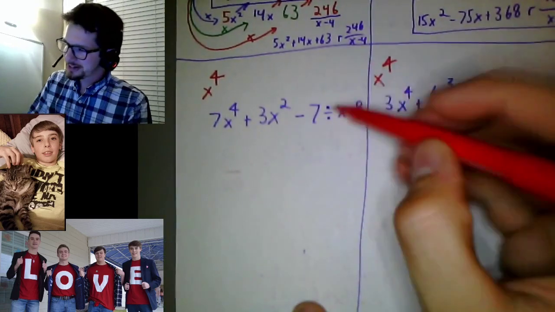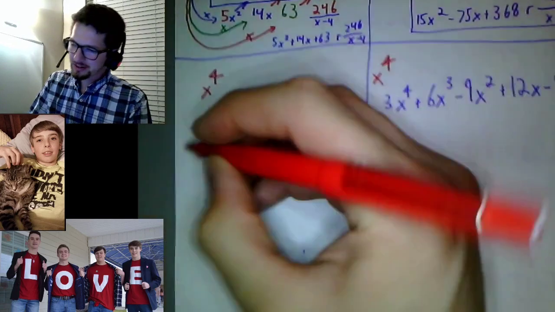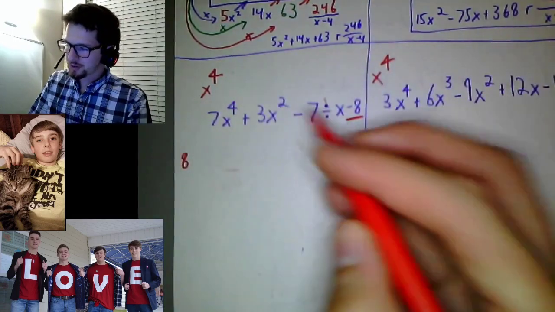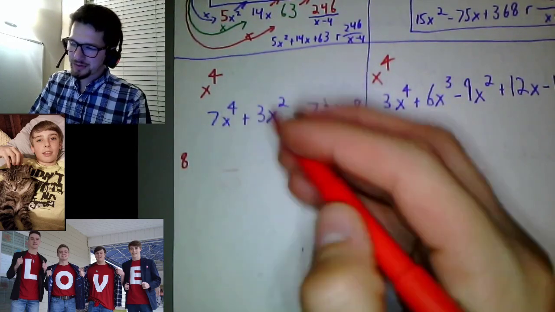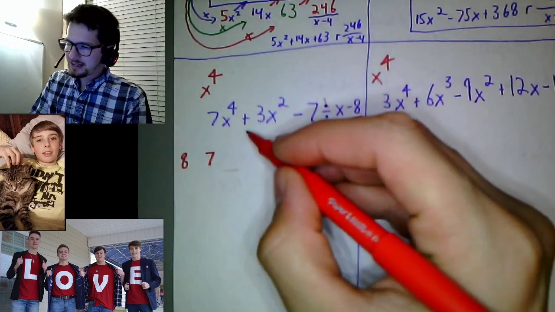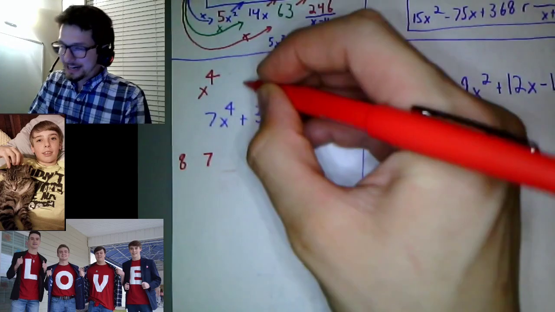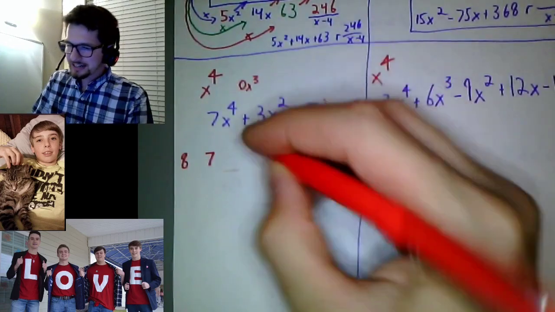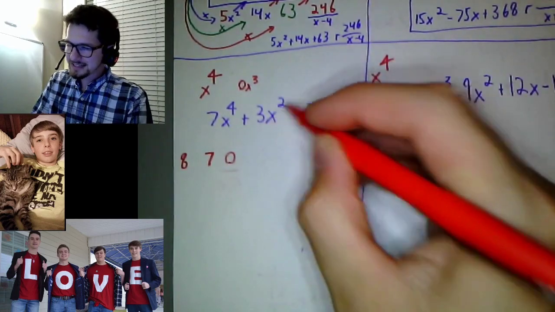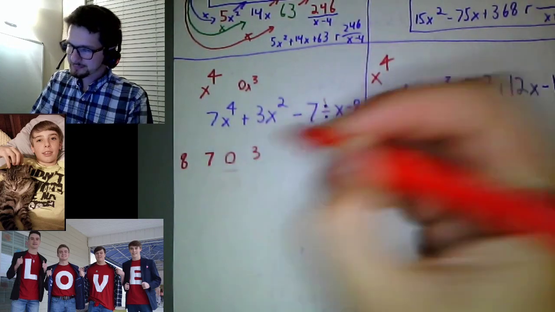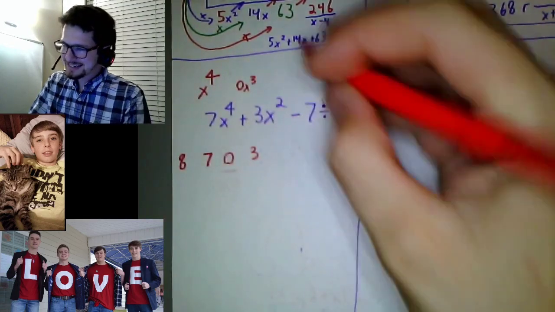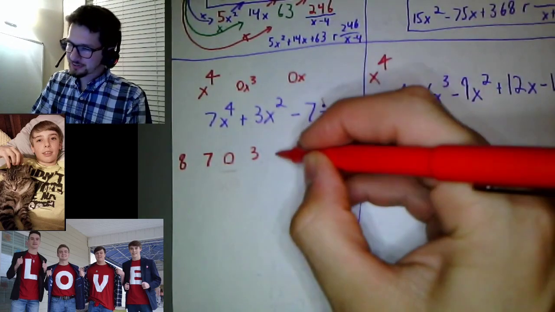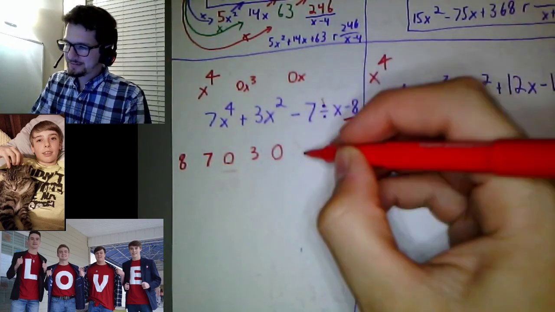Coefficients. What's my number? I see minus 8, so I'm going to write a positive 8. What are my coefficients? X to the fourth has a 7. X to the third, I don't have one, so that'll be 0. X to the second, I have 3. Normal x, I don't have one, so that's 0. And then I have a negative 7.